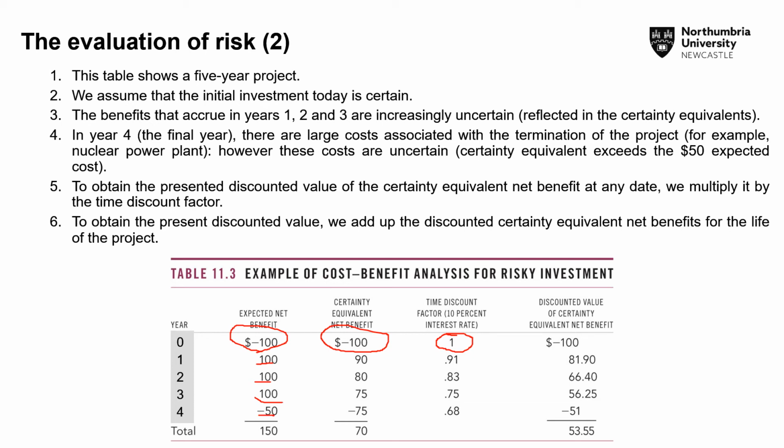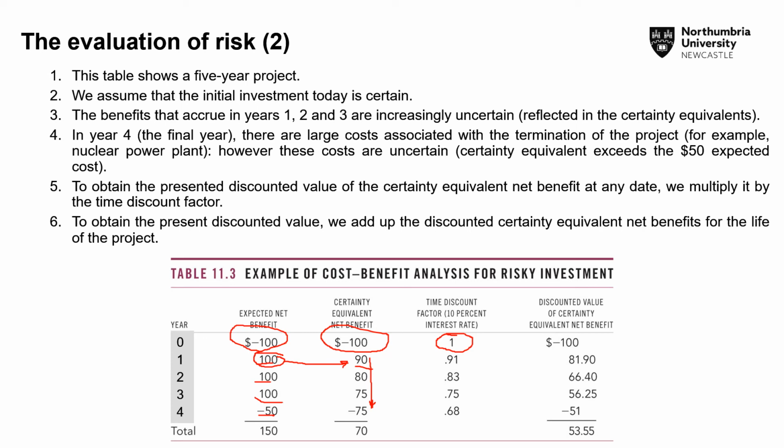So what are the certainty equivalents? Well, because the future is uncertain, what we do is we adjust our expected net benefits downwards. So for example, in year 1, in other words, next year, our certainty equivalent net benefit is 90. Okay, it is lower than that for next year without an adjustment. The reason why they decrease is that we are just uncertain as to what these cash flows will be in the future.